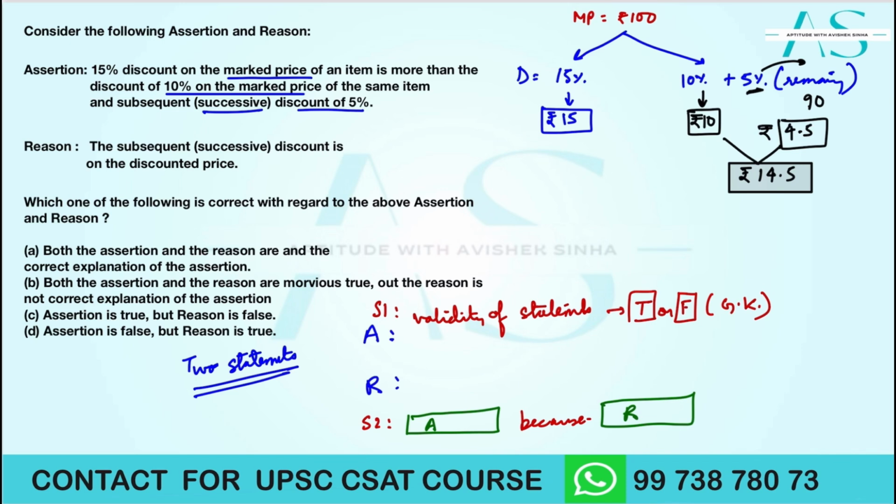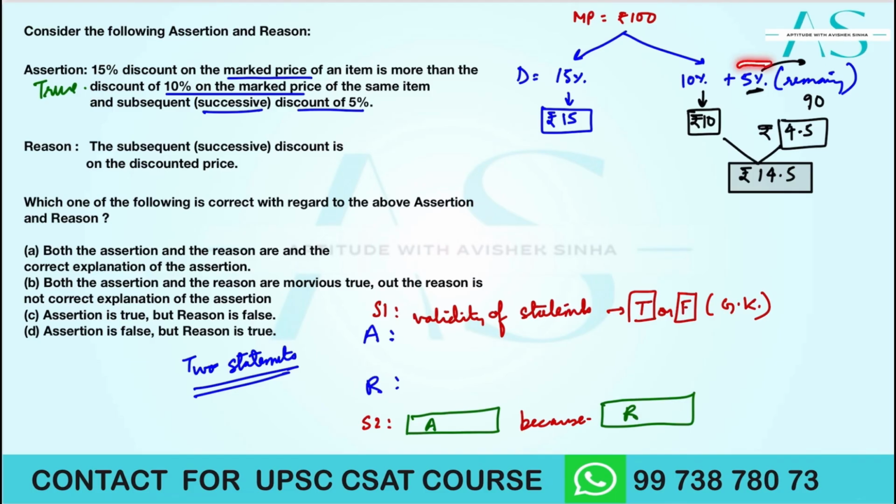तो ये बोला कि 15% discount is more, this is actually correct. So this statement is actually true. Okay, individually बस मैं अभी statements को true या false पहले mark करूँगा. The subsequent successive discount is on the discounted price. Yes, the successive discount is always on the discounted price.